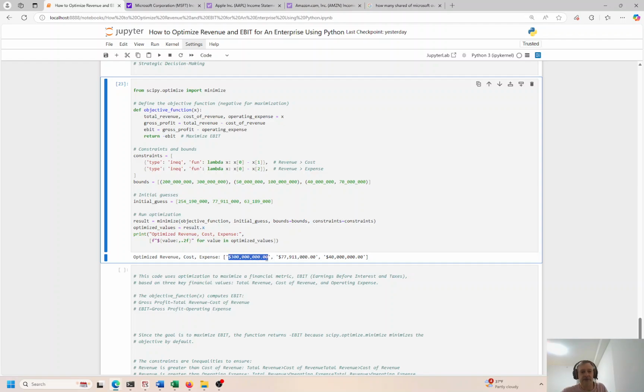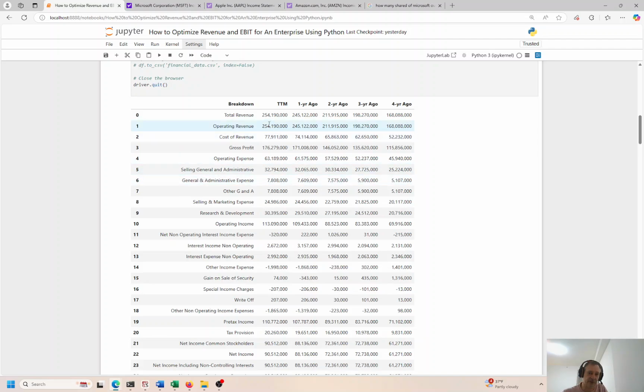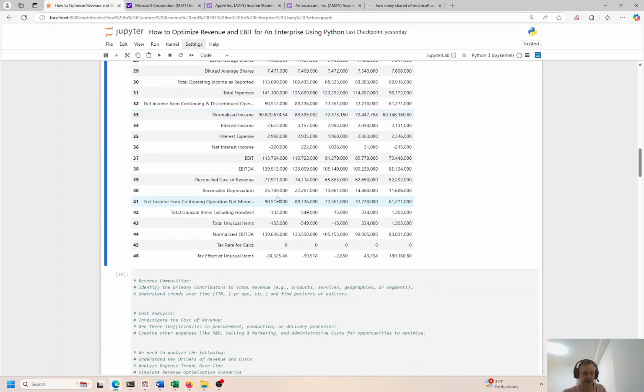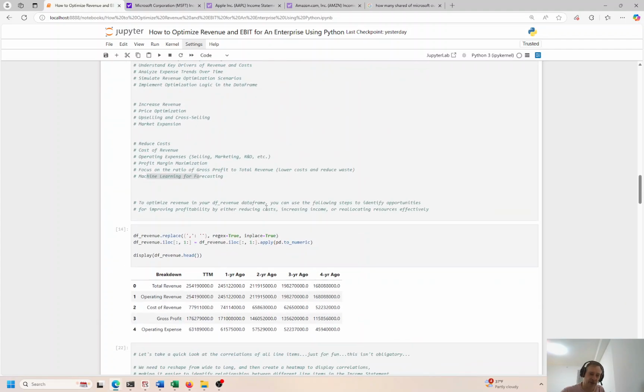So the optimized revenue is 300 billion. That's for next quarter. We're trying to optimize that. The cost of expenses is 77 billion and expense is 40. So if we go back and look at this, we have 377 and 40. So optimized revenue, we saw last quarter was 254. So according to this model, we can get up to 300 billion. So 254 up to 300. So about 46 billion. Sorry, I said million. About 46 billion in increased profit for the next quarter. That's what we can expect.